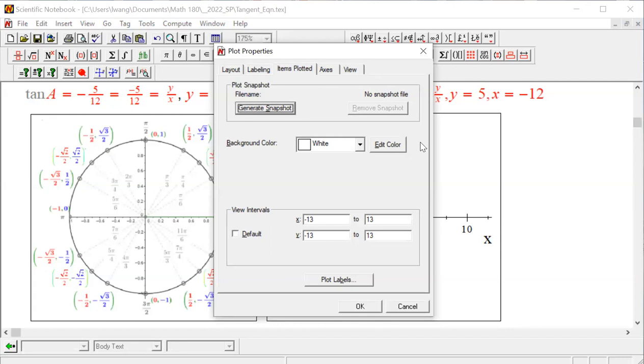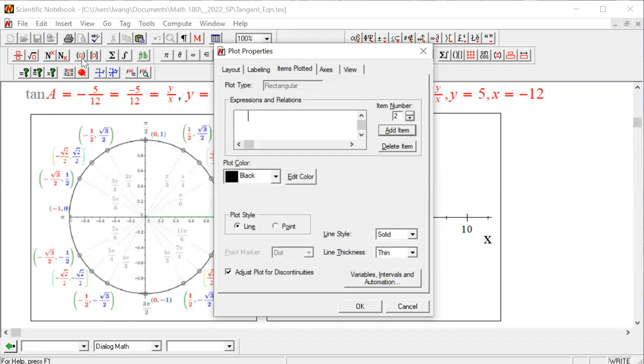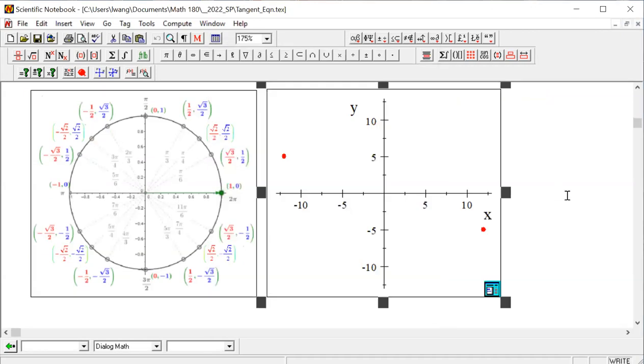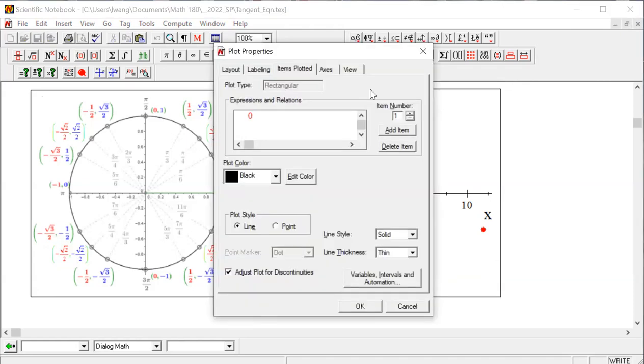So the points are: one is 12, -12.5, so that's a dot. And there's another one. The other one is 12, -5. They all come up with the same ratio, right? You see? And then the rest is just red, blue, okay? So we're going to draw these.